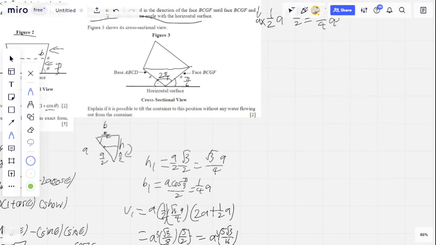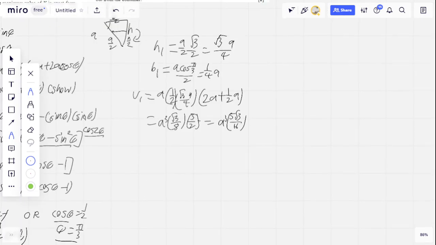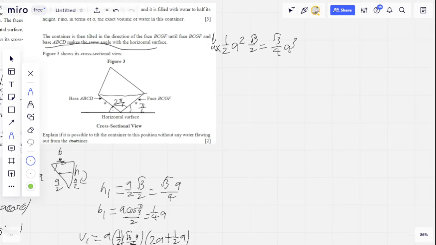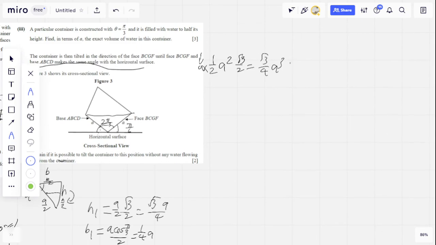Now, is it possible? Obviously this is a yes or no. So now how much volume do we have? Which is 5 root 3 over 16. Clearly this is less than 5 root 3 over 16, because this equals 4 root 3 over 16 a cubed. Which means one thing. This triangle here will carry a lower volume than the amount of water we already have. Therefore, it is not possible.